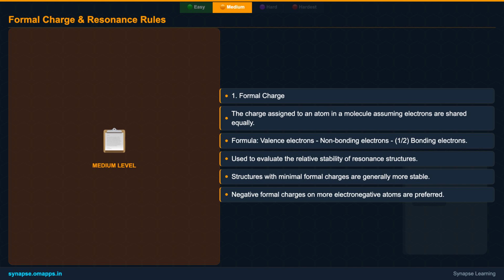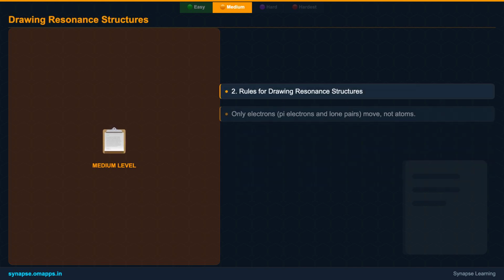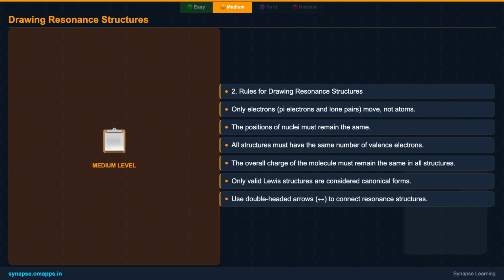Structures with minimal formal charges, or with negative charges on more electronegative atoms, are generally more stable and contribute more to the resonance hybrid. Mastering formal charge is key to understanding resonance contributions. Drawing correct resonance structures is a crucial skill.